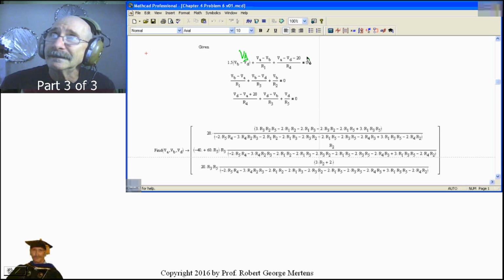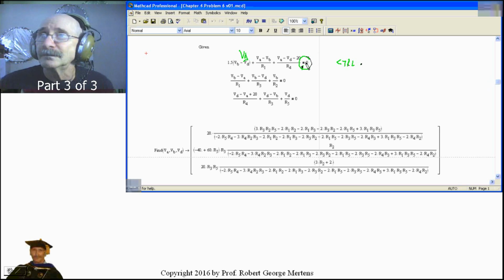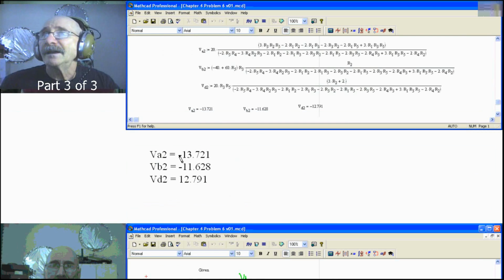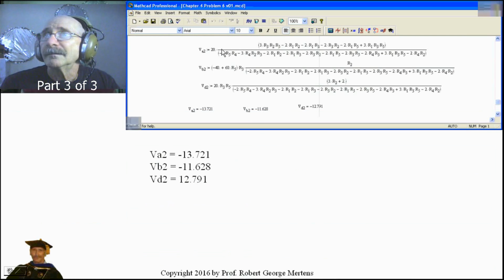Now, in order to get this little equal sign right there, you can't just use an ordinary equals. You have to do, I think it's a control period, in order to get this equal sign right here. And then you specify what this formula is going to be equal to. These are pretty standard things. And of course we get the answers VA, VB, and VD. And once we get those, then we get our values. We take those and we unplug them.